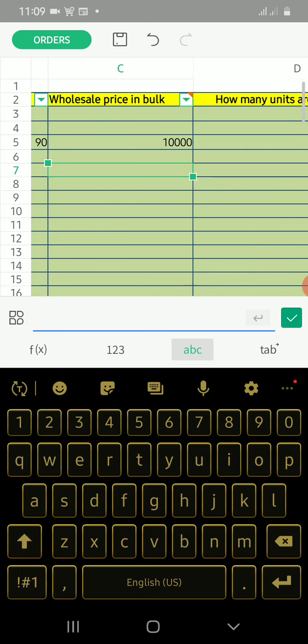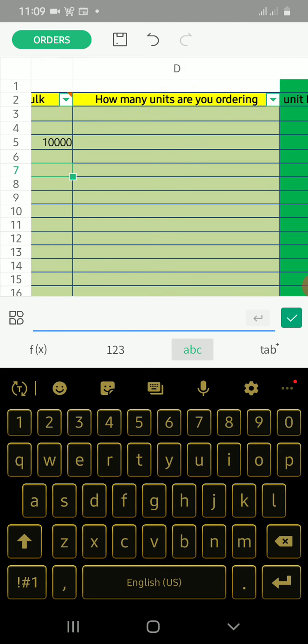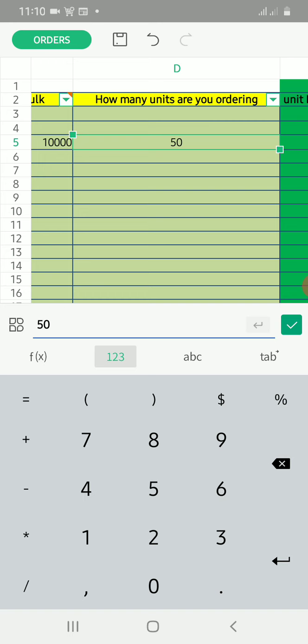Then the third column asks about how many units are you ordering. Maybe after bargaining and after discussing it with your wholesaler, you've told him that you are not able to buy 90 kgs, but you want to buy 50, and you have agreed, and he has extended the wholesale price to you. So you come and write it 50 kgs here. That is the units that you're ordering.